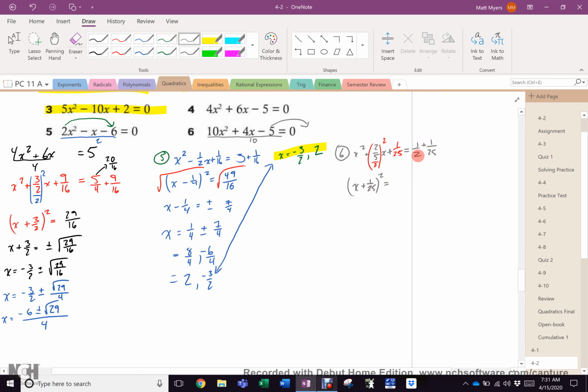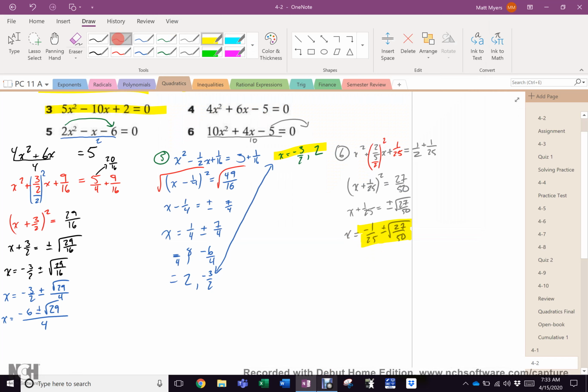Now, the common denominator is 50, so that's 27/50. Square root both sides, x plus 1/25 equals plus or minus the square root of 27/50. X equals negative 1/25 plus or minus the square root of 27/50. Now, of course, we'd like to tidy that up. If we leave it that way, that's an answer and we're happy. So if you have that answer, great. But by now, take a second to see if you can tidy it up.